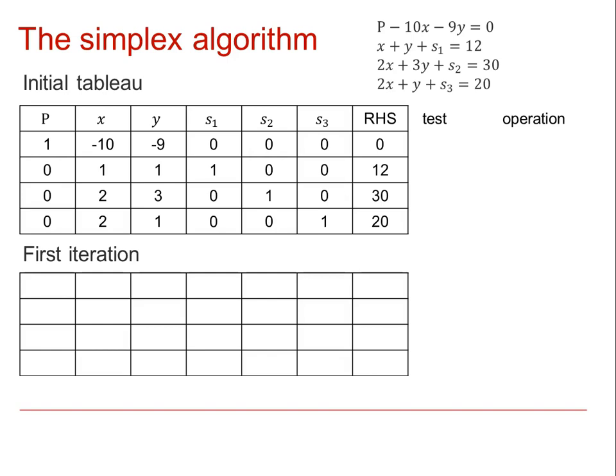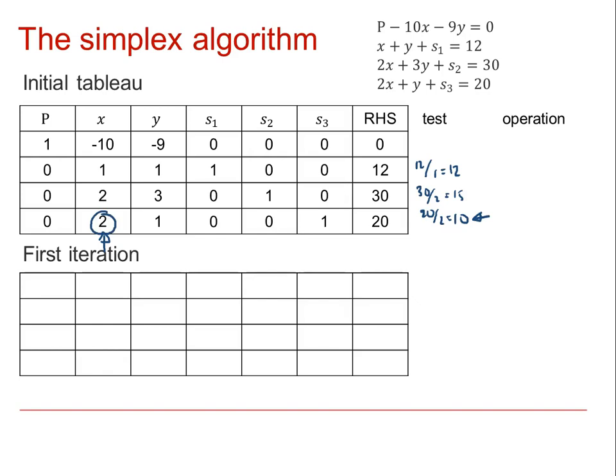So just running through that quickly again, we look at the most negative value in the top row, which gives us the pivot column, and then divide the numbers in the final column by the corresponding numbers in that pivot column. So 12 divided by 1 is 12, 30 divided by 2 is 15, 20 divided by 2 is 10. Then choose the smallest positive value to give the pivot element.